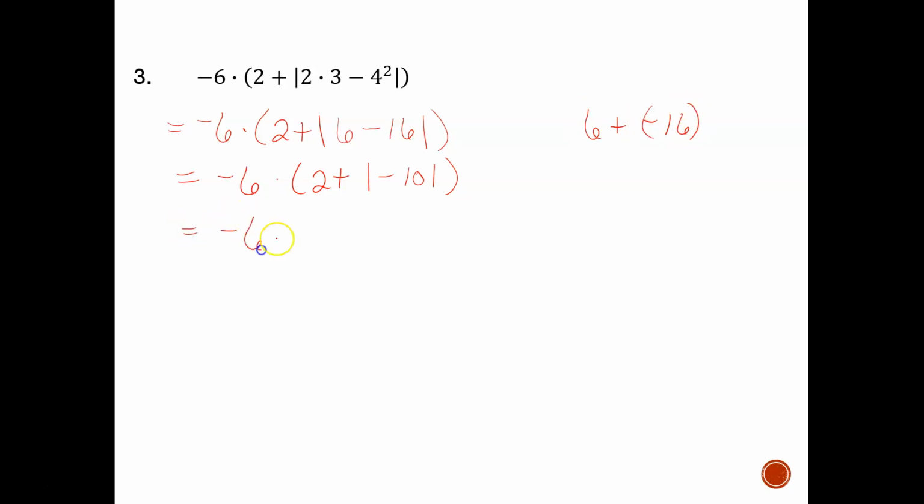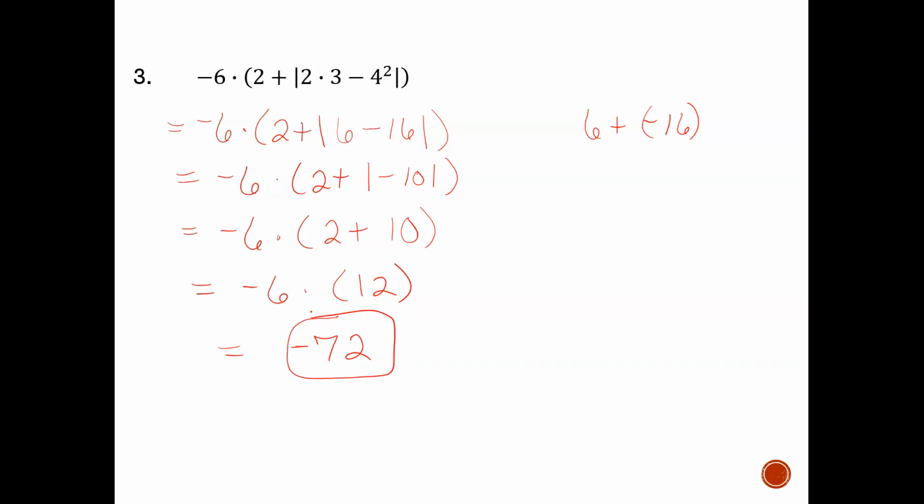Then, now that we have one single number inside the bars, we actually take the absolute value. So the absolute value of negative 10 would be a positive 10, and the bars come off when we do that. Now inside the parentheses, we can do the addition. And the last step is to multiply. We get 72, and the signs are different, so the answer is negative 72.